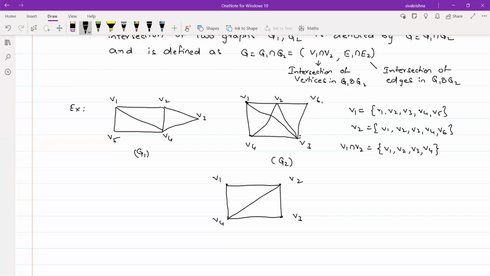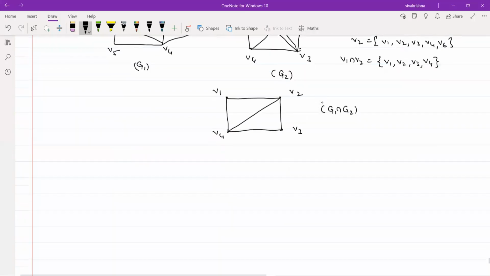Okay, since we are not having vertex V5 and also vertex V6, the edges incident on those vertices are not included in the graph G1 intersection G2. This is the graph G1 intersection G2. The edges we have drawn are the edges common in both the graphs G1 and G2. The edges which are common in both the graphs, only those edges we have to represent in G1 intersection G2. So this is G1 intersection G2.